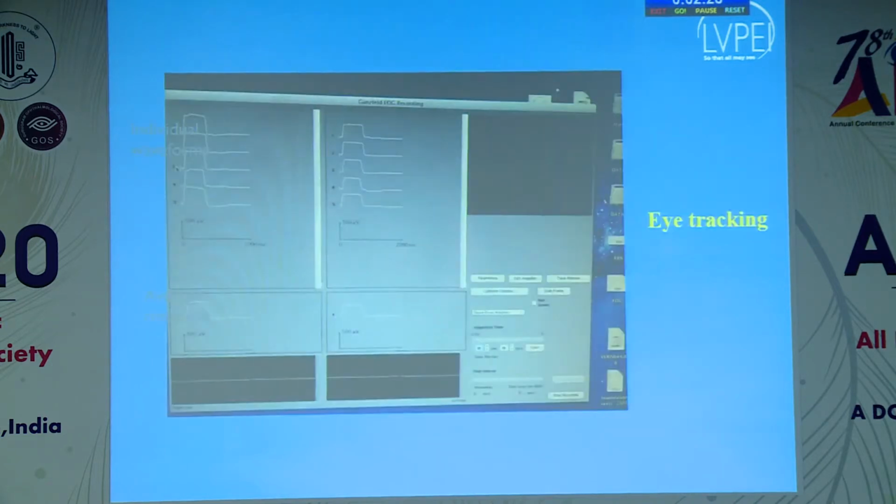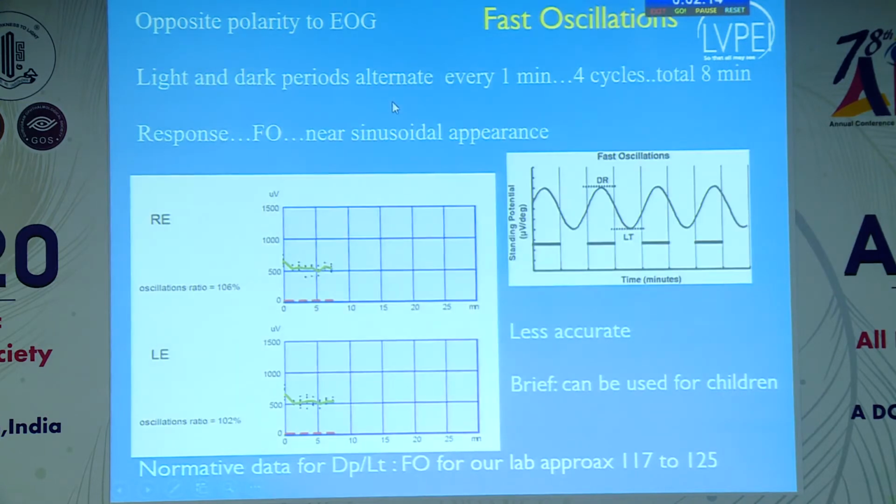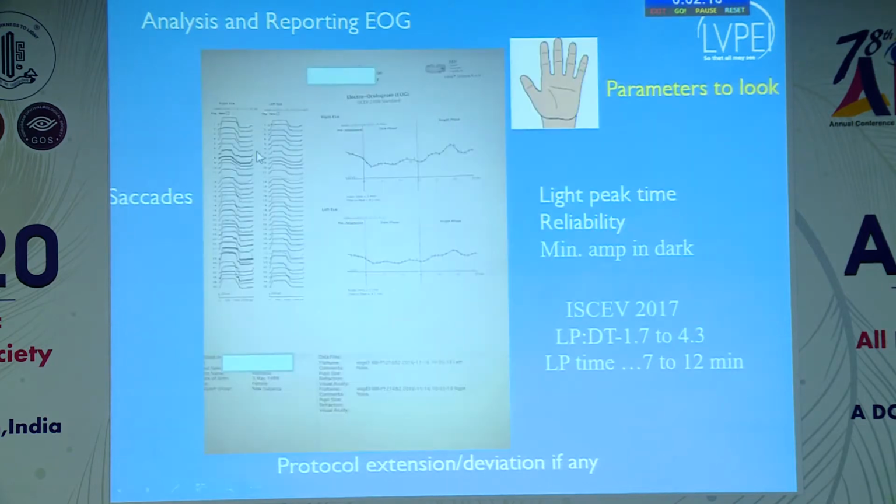So the waveforms take this shape, the square-shaped waveforms, and there is a monitor to track the eye and see the level of cooperation. The report looks like this. How should we read these reports? First, the demographic details, the testing condition, the testing parameters, and the protocol followed. Then the waveforms: do they conform to the square-shaped pattern, with a top and a bottom, or not?